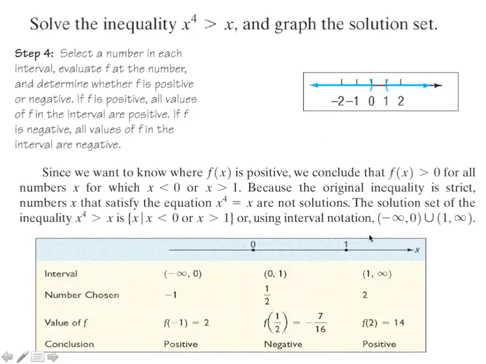The other thing that I want to point out here is that this is your interval notation: negative infinity to 0, union 1 to infinity, or you can write it like this. This is the set builder notation again. So you can write it as x such that x is less than 0 or x is greater than 1. Either way is fine. You just have to pay attention to what MyMathLab wants.